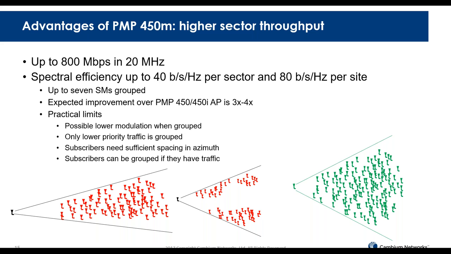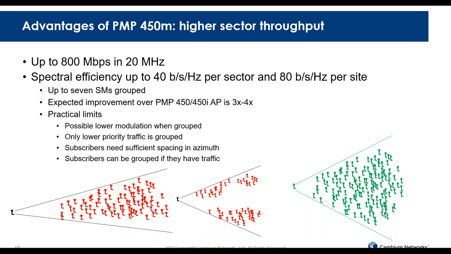Finally, subscribers can only be grouped if they have traffic. Again, this may be obvious, but if you don't have a lot of traffic going through your access point, then there is no opportunity for MU MIMO to work, and you will not have any improvement over a traditional 2x2 access point. If the traffic is so little that the subscribers generate traffic not at the same time, there is never going to be traffic to group, and the capacity of the access point is the same as a traditional 2x2 access point.